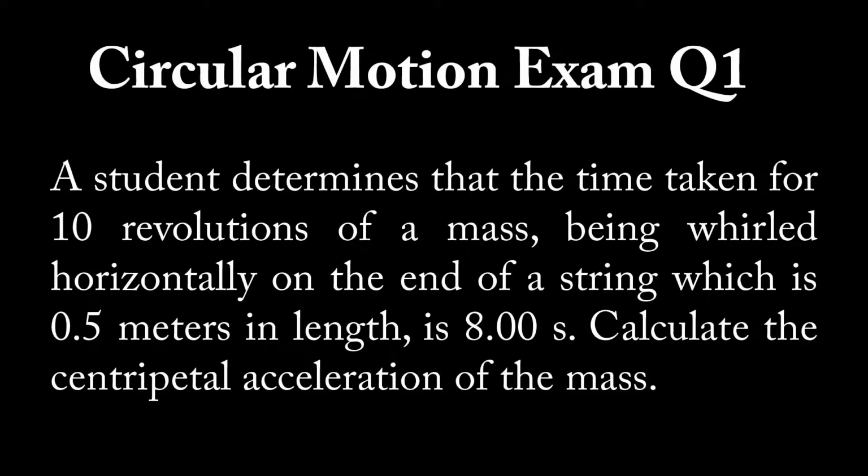This exam question tests your understanding of circular motion. Let's get started. A student determines that the time taken for 10 revolutions of a mass being whirled horizontally on the end of a string, which is 0.5 meters in length, is 8 seconds. Calculate the centripetal acceleration of that mass. Pause the video here if you'd like to attempt this question before we cover the solution.